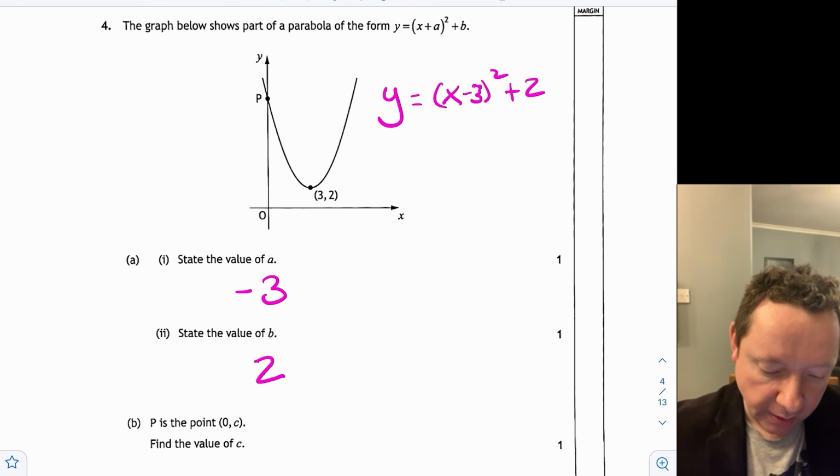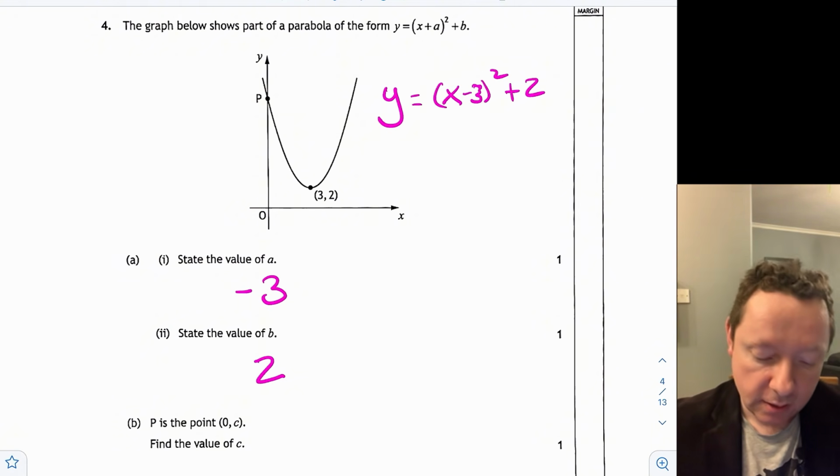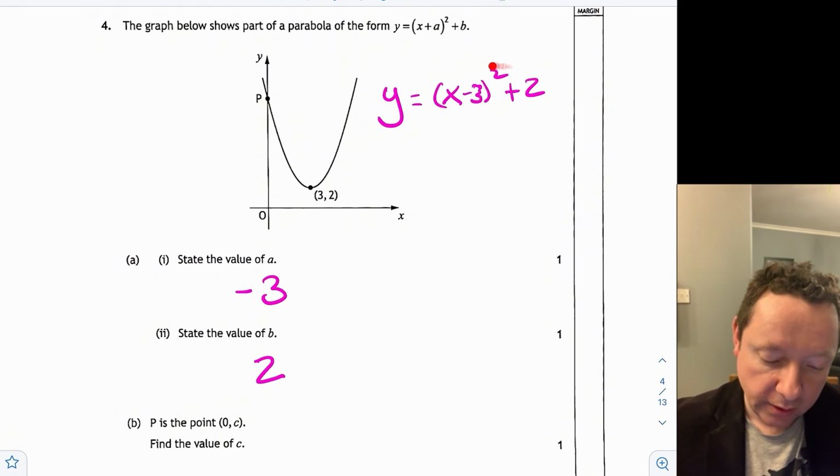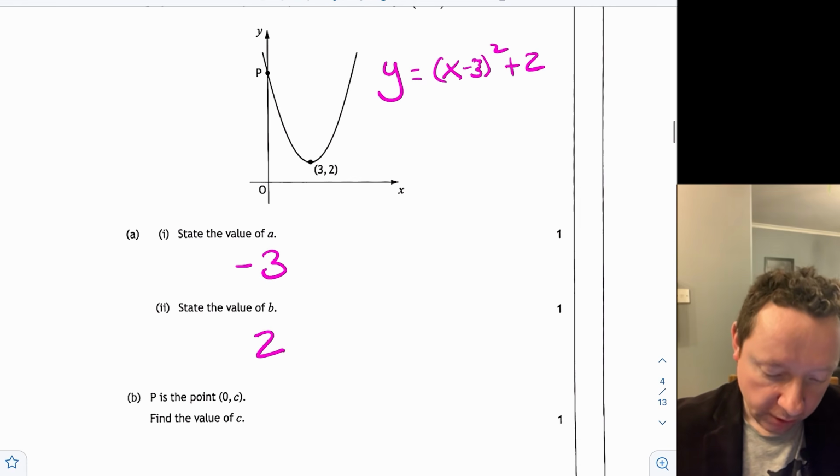Well, 0, C means it lies on the y-axis, as you can see here. So we're looking for a point of intersection with the y-axis. The easiest way to do it from completed square form is you square this number and then add that number. So we've got minus 3 squared is 9, plus 2, which equals 11.